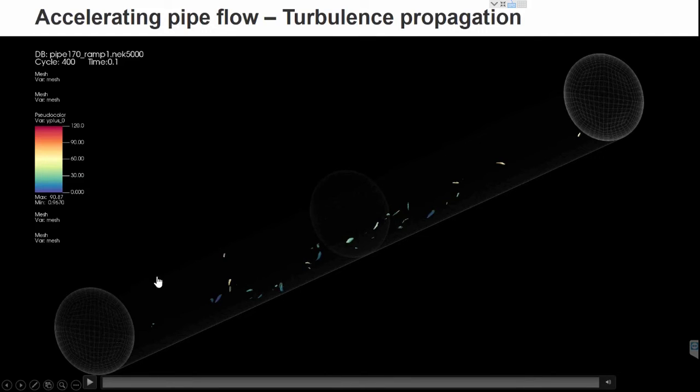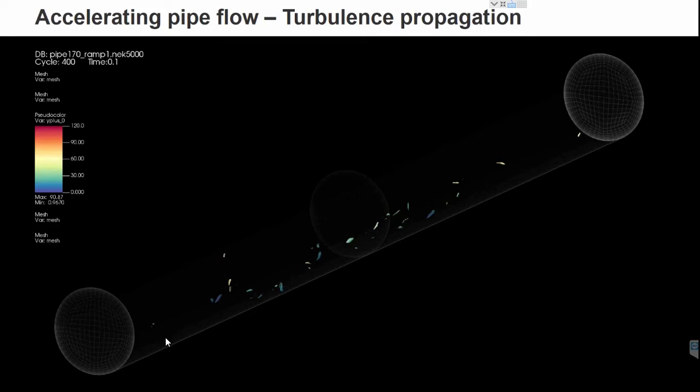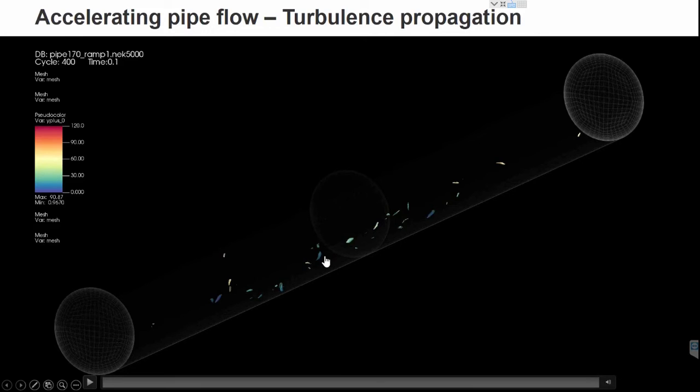So in this case, the flow was accelerated from time equals 0 up to 2 seconds. So we can see here the time. And after 2 seconds, we will realize that the velocity is constant. Now we want to see how turbulence is generated and how it propagates. So this video is telling us that at the beginning, turbulence is nearly frozen. We don't see many changes.